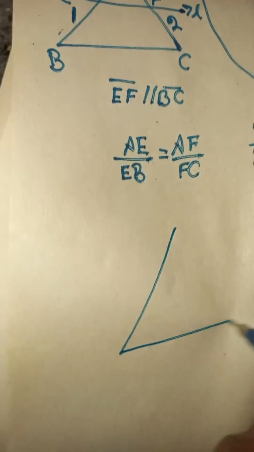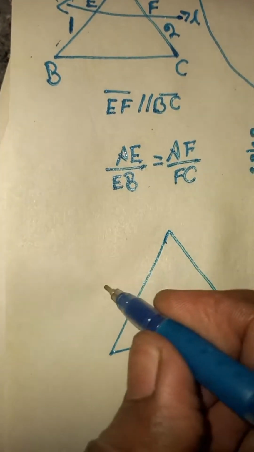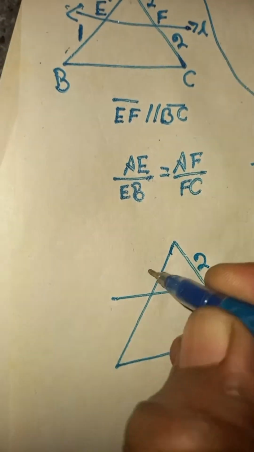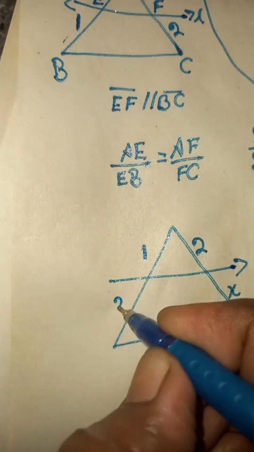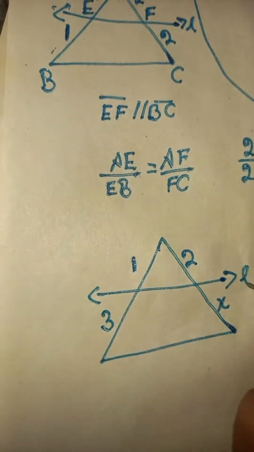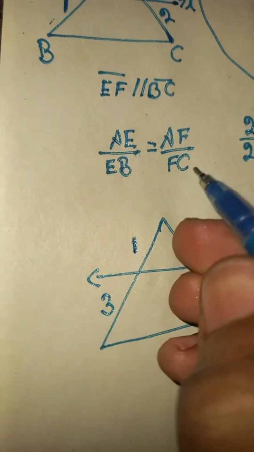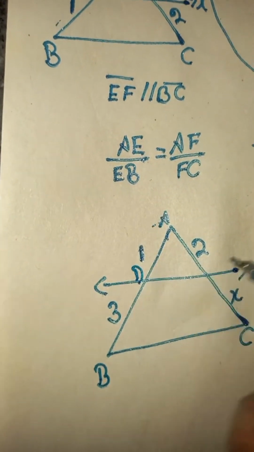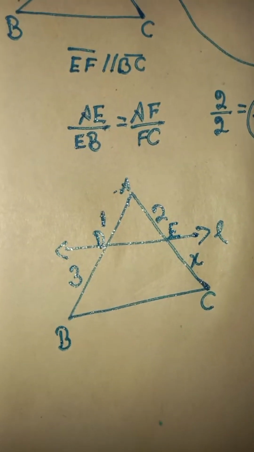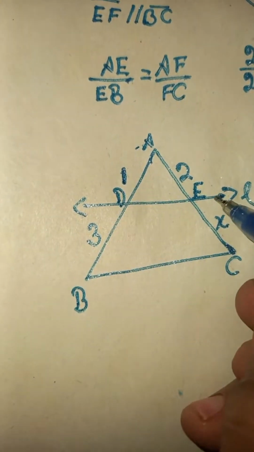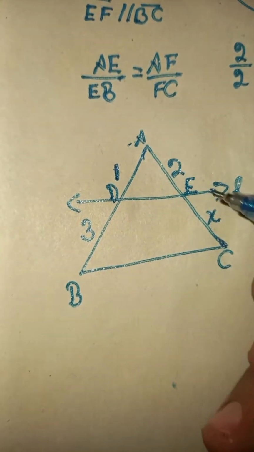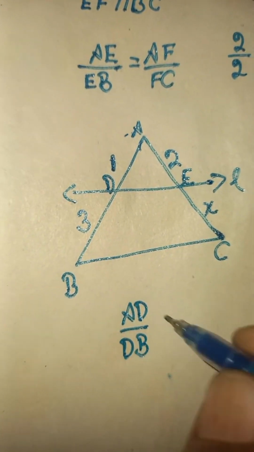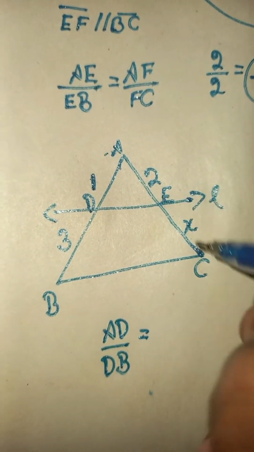Here they have given this side as parallel. You need to find out the x value. This is 2 units, this is 1 unit, this is 3 units. This is the parallel line. In triangle ABC, DE is parallel. So now since this line is parallel, it divides the sides in equal proportion. That is, AD by DB will be equal to AE by EC.